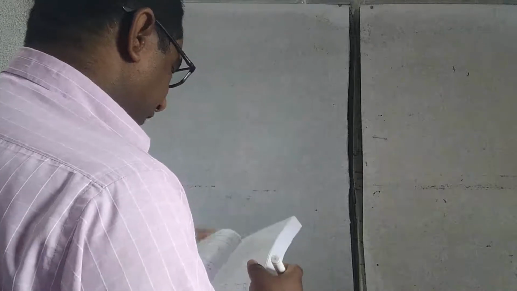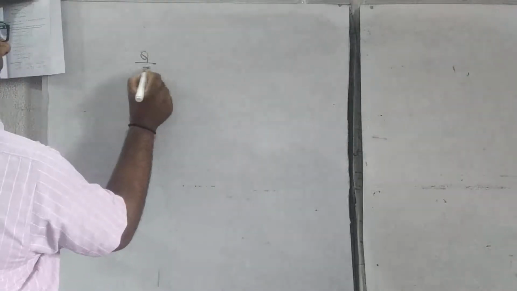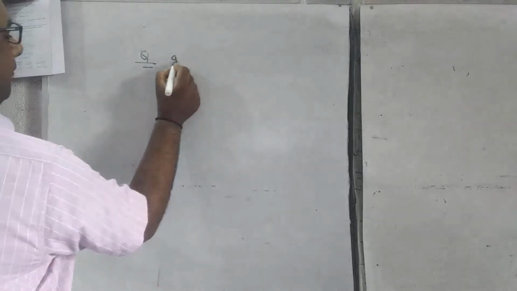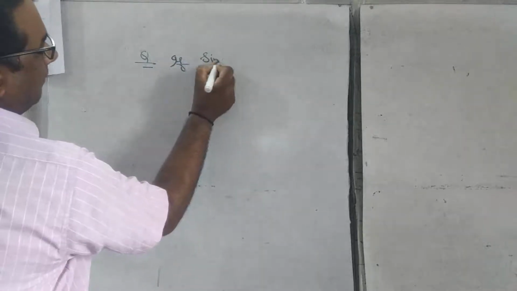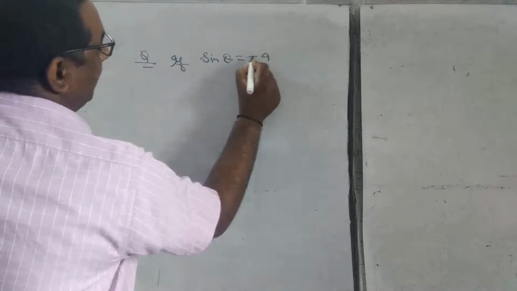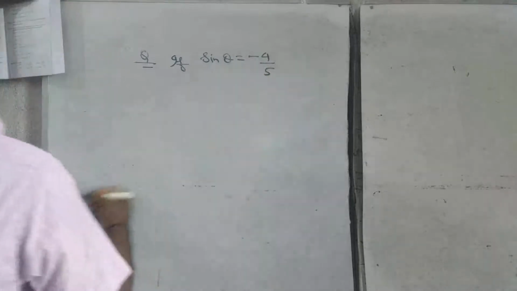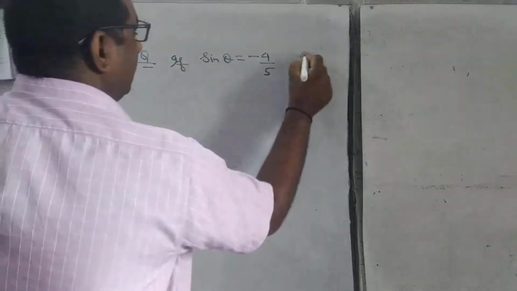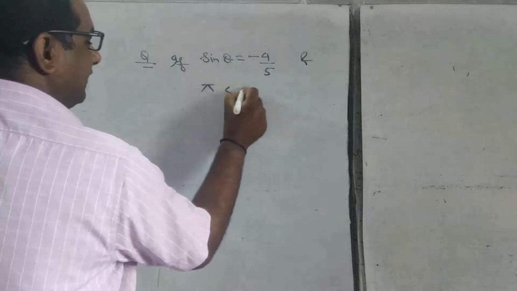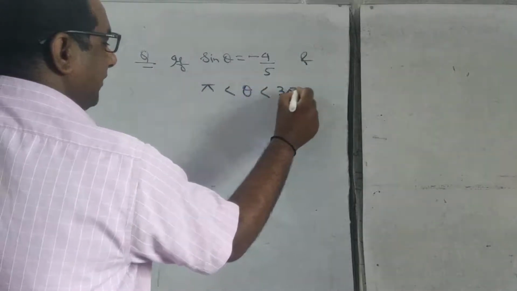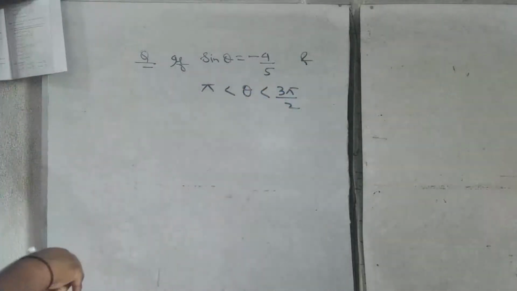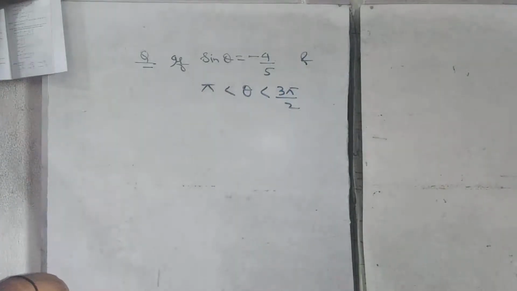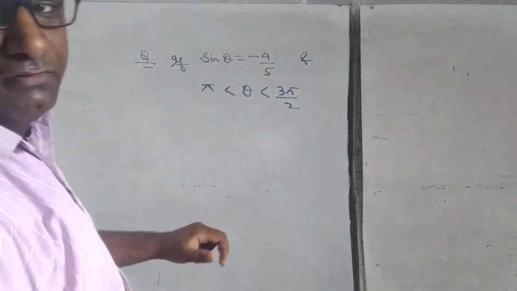See, I'm going to take a few examples. The question is, if sine theta is equal to minus 4 by 5 and pi is less than theta less than 3 pi by 2, find the value of all other 5 trigonometric functions.